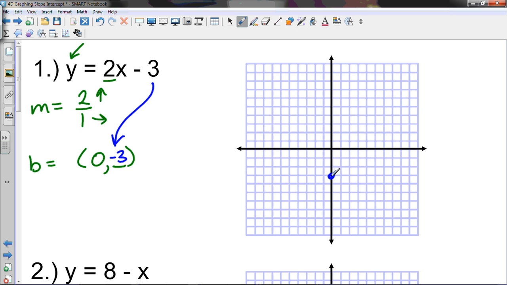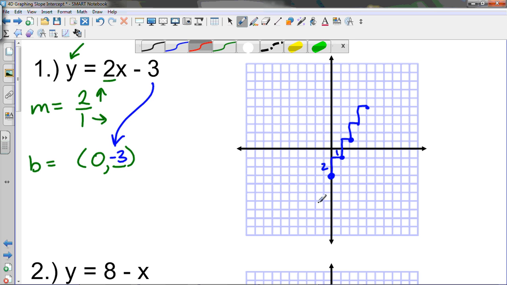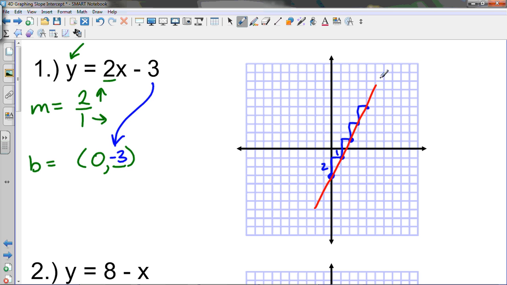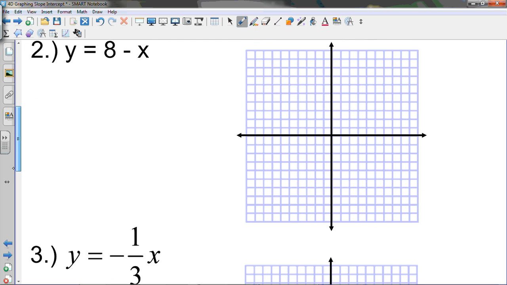Then from there, we go up 2 over 1. Let's sketch it out: up 2 over 1, up 2 over 1. Notice I go positive 2 up and positive 1 to the right. This makes a pattern, a linear pattern. Now if I connect those dots, I have a nice line that starts at 0, comma negative 3, and has a positive slope of 2. Let's take a look at another example.